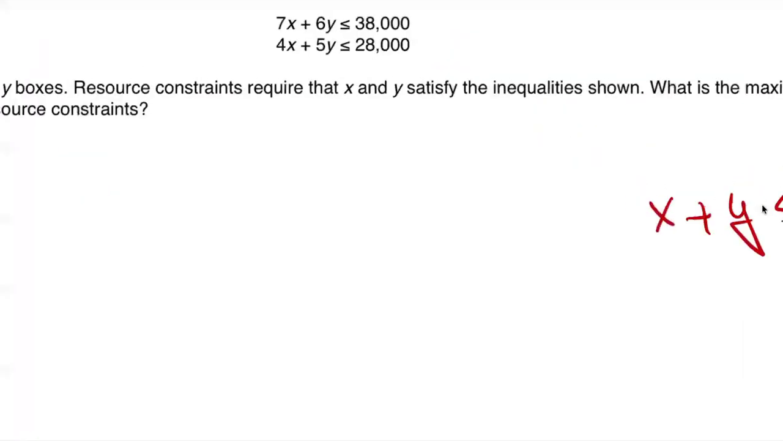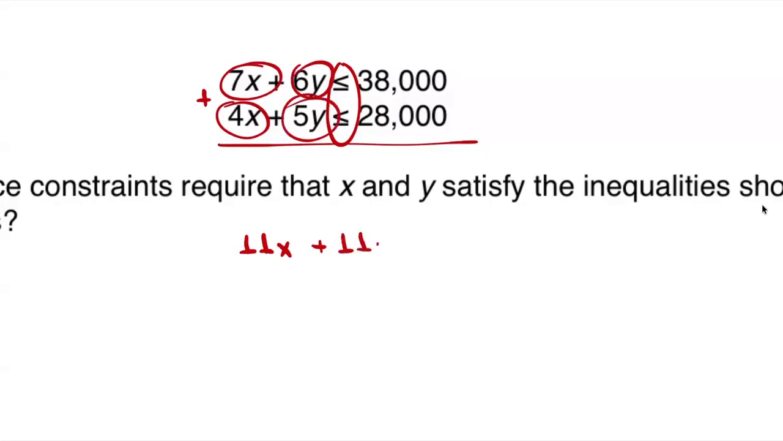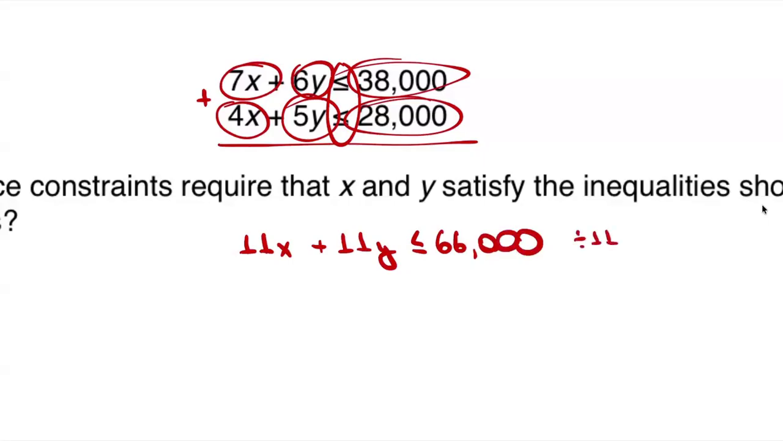Every time when we have inequalities in the same direction, you can treat it like a system. You add: 7x plus 4x is 11x, 6y plus 5y is 11y, less than or equal to 38,000 plus 28,000, which is 66,000. I'll divide everything by 11. X plus y less than 6,000. Done.